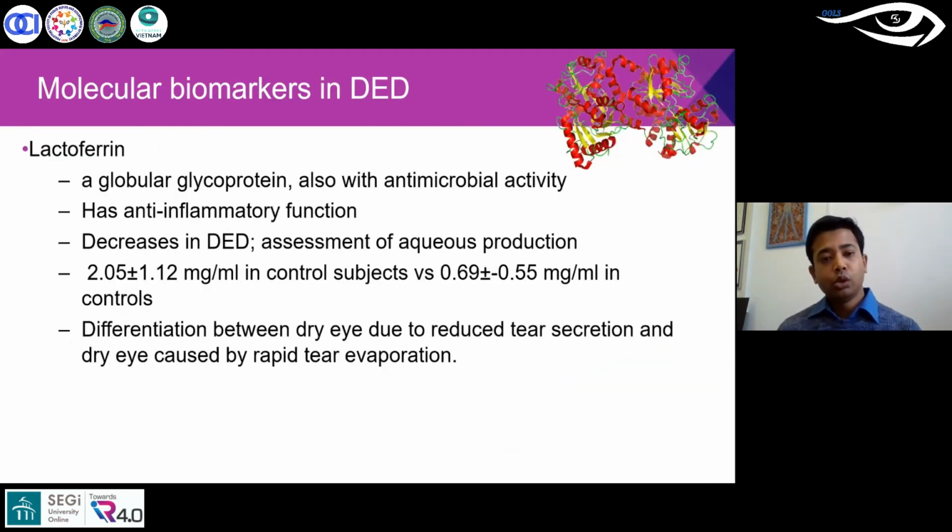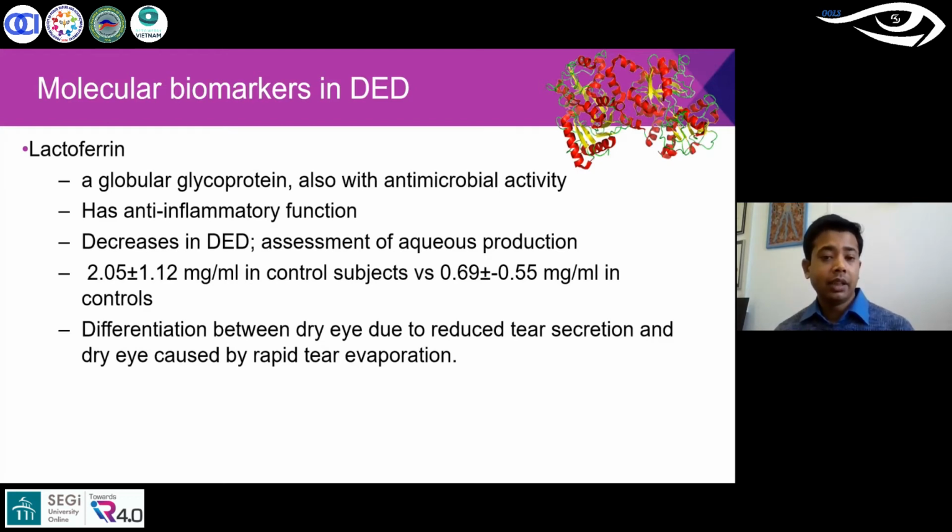Now, let's move on to a couple of other tests that could be done in a clinic. The first one is lactoferrin. It's a globular glycoprotein that also has antimicrobial and healing activity. It's mostly anti-inflammatory, which means that, unlike MMP9, where the concentration increases in dry eye, lactoferrin concentration will decrease, and it's essentially a marker of how much tear is produced.